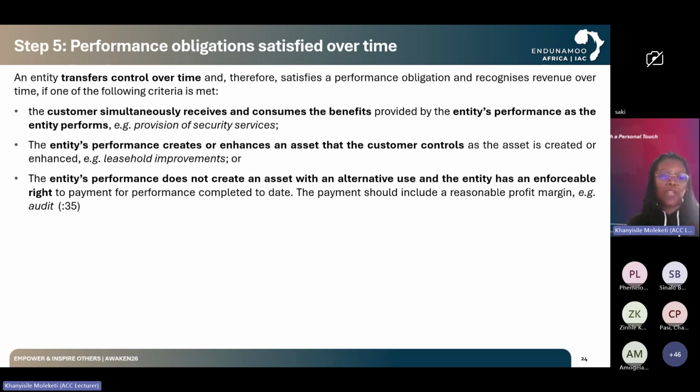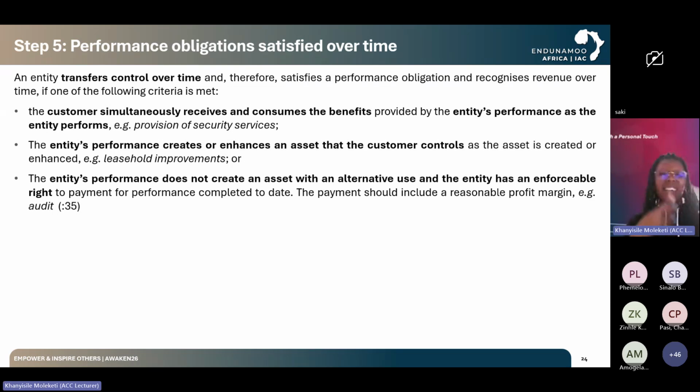The example we say is security. So for example, you might have a security contract for a year. As the entity provides security on every single day, the customer receives the security service and they consume it. So it's not like there's this security service you provided today, I can use tomorrow. I receive it today and it gets consumed today. So the service you provided today is consumed today. I can't use this security service tomorrow. I'm consuming it fully today. You perform it, I receive it, I consume it as a customer now. As you perform, I receive, I consume.